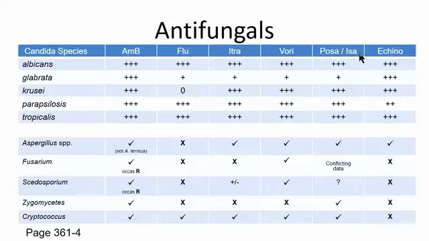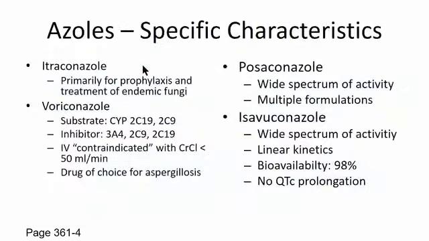Isavuconazole is our new kid on the block. It has an FDA indication for Mucor, which is unique amongst all of the antifungals. In vitro-wise, the susceptibility for Posa versus Isa is very similar across the board, so I put them in the same column here. Let's move on. All right. Azole-specific characteristics. Itra, I would say reserve it only for histo or other endemic fungi.